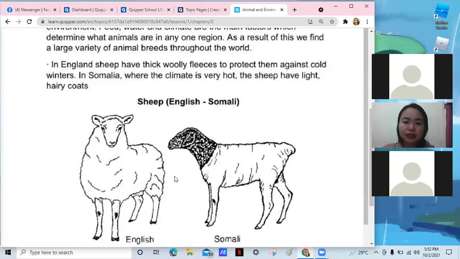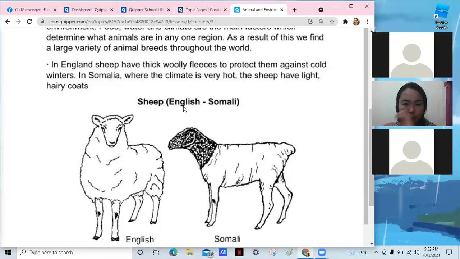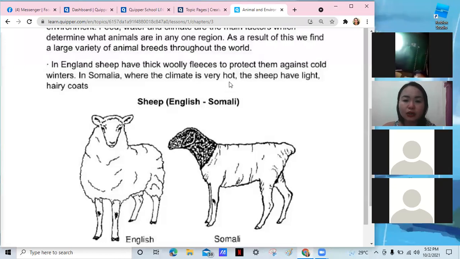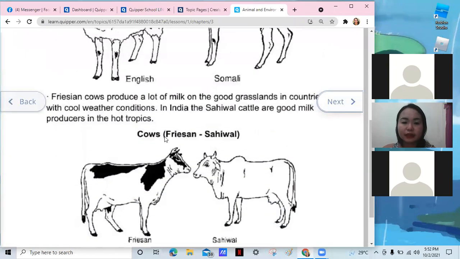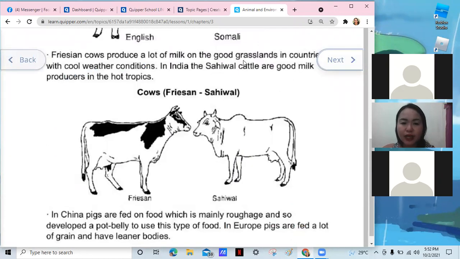So they use this as their protection, no? Although madami silang fleece, no? Sa kanilang wools, so these are very important protection from cold climate, and also if it's very hot. That's why the sheep have light hairy coats only compared to sheep. So in terms naman of cow, they can produce a lot of milk if they have good grasslands.